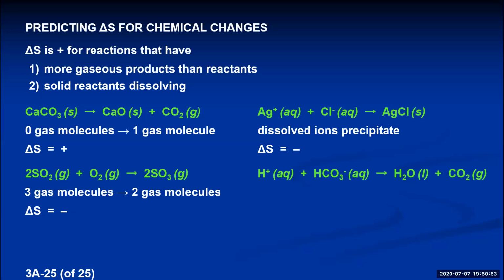And then finally, what about a hydrogen ion with a bicarbonate ion turning into water and CO2? In this case, we have on the right side a gaseous molecule. On the left side, there are no gaseous molecules. So because you're increasing the amount of gaseous molecules in this reaction, we would predict the entropy change would be positive.